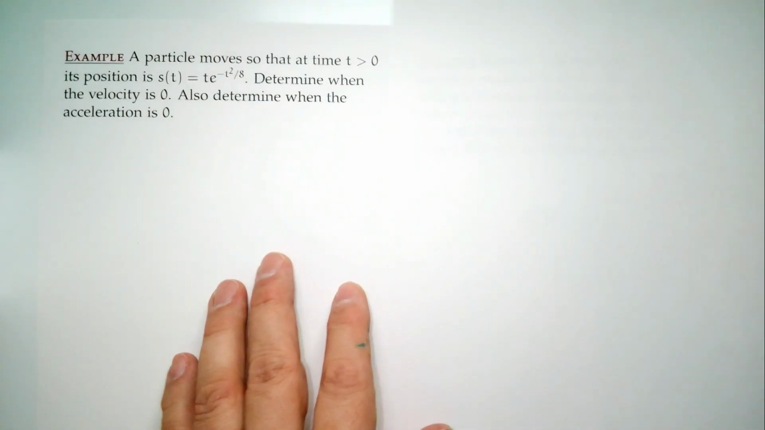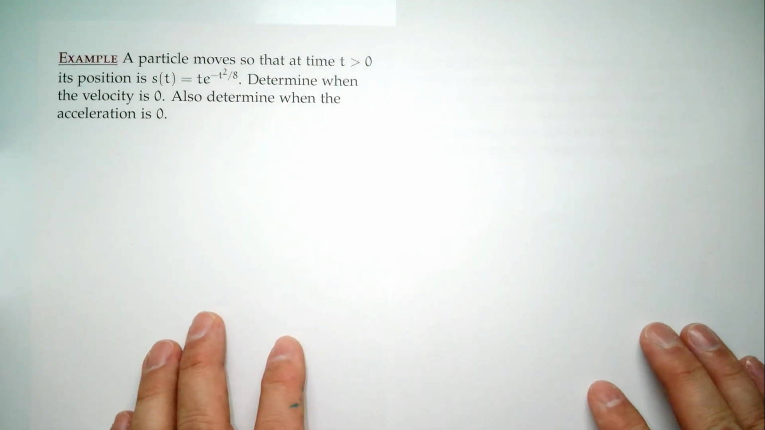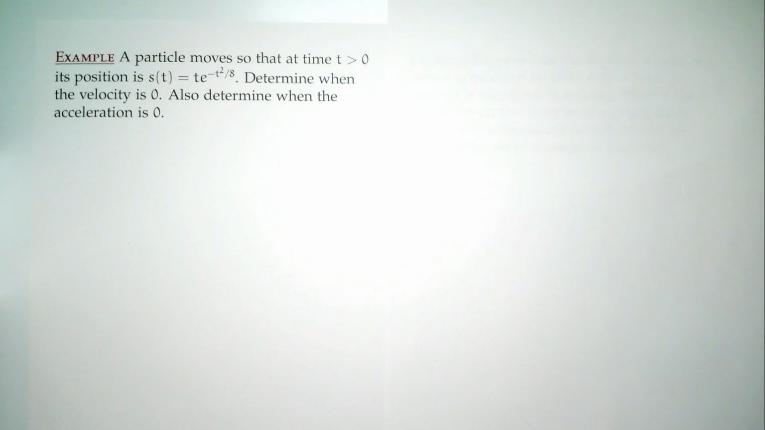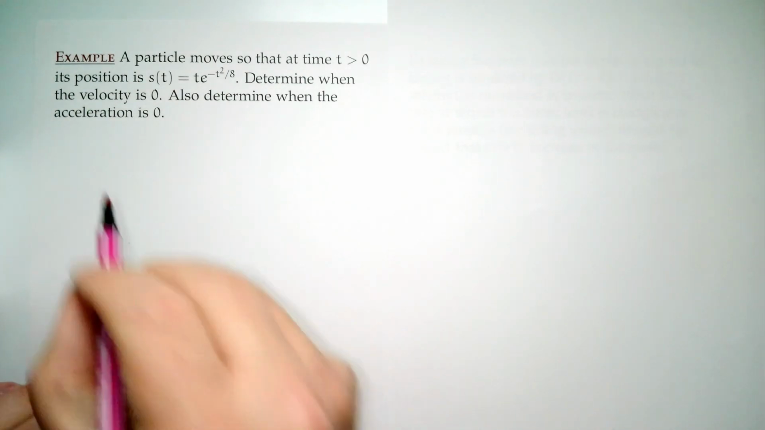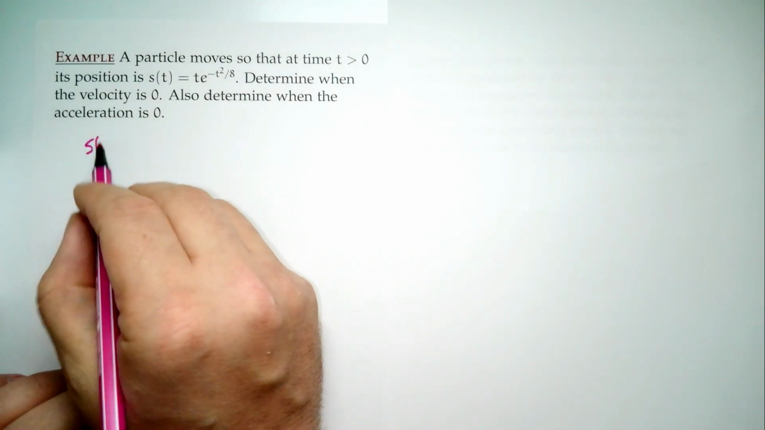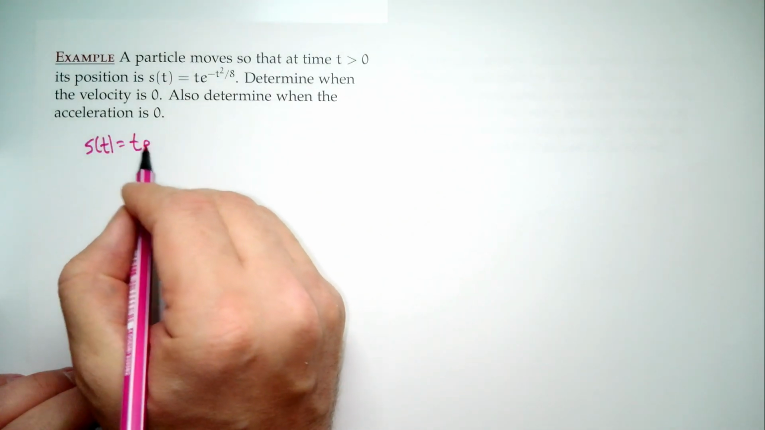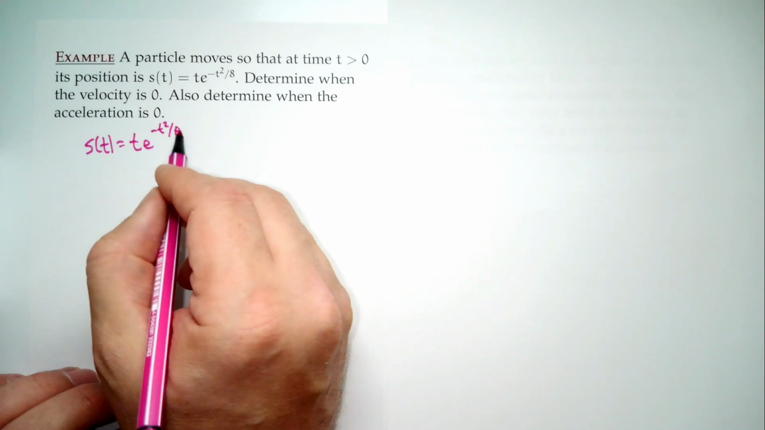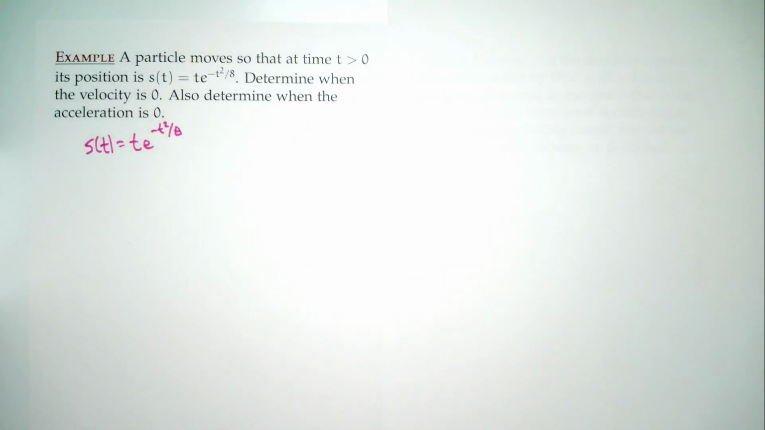A particle moves so at time t greater than 0, its position is given by the following function. S of t is t times e to the negative t squared over 8. Determine when the velocity is 0. Determine when the acceleration is 0. So we have our position, S of t, that's t e to the minus t squared over 8. We want to talk about when is the velocity 0.